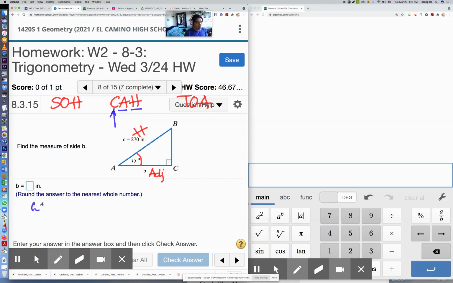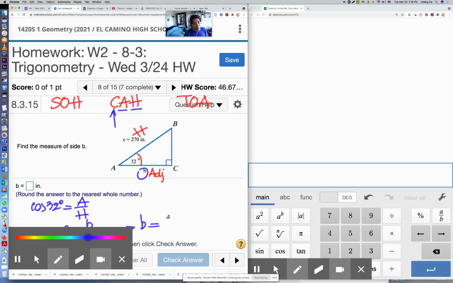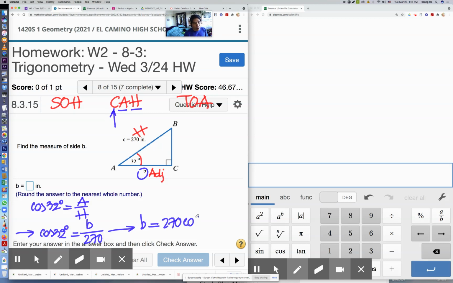So cosine of angle 32 degrees equals adjacent over hypotenuse. Substitute in: cosine 32 degrees equals B, the adjacent, over the hypotenuse, 270. In this equation, I will cross 270 to the left side, so 270 times cosine 32 degrees. Cosine 32 degrees is a known number, so you can use a calculator.